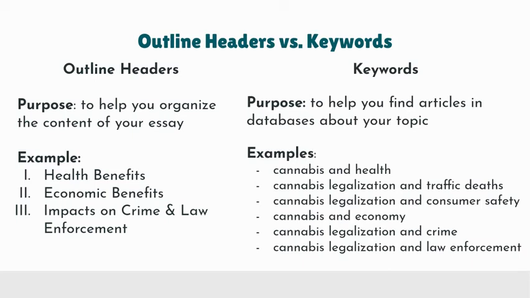So I wanted to go over again, keywords are to help you find articles in the databases about your topic. So instead of writing health benefits into the database for my keyword, I might write cannabis and health. I could do cannabis legalization and traffic deaths, or cannabis legalization and consumer safety if I wanted to get more specific. Instead of economic benefits, I might write cannabis and economy. And instead of impacts on crime and law enforcement, I might write cannabis legalization and crime, or cannabis legalization and law enforcement.